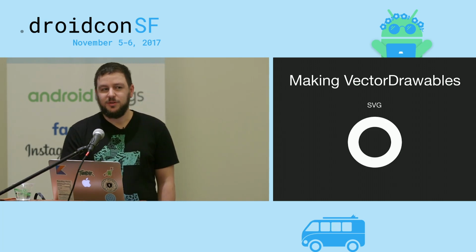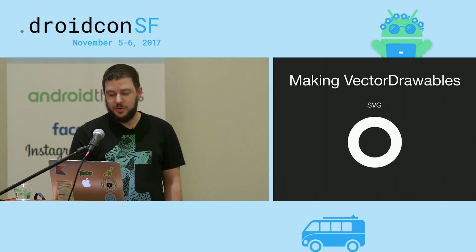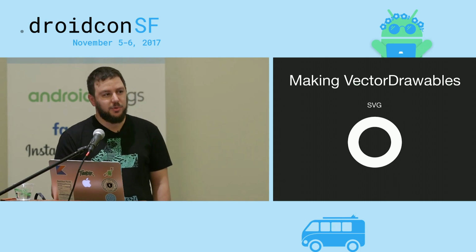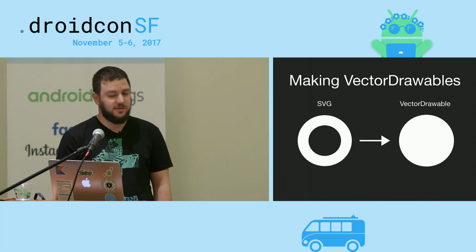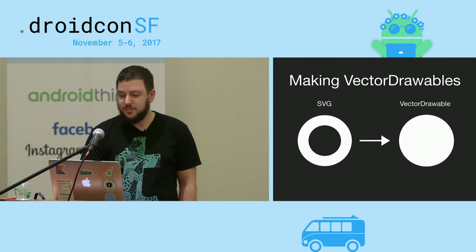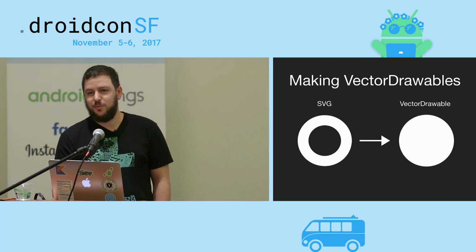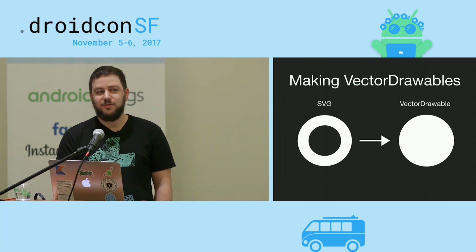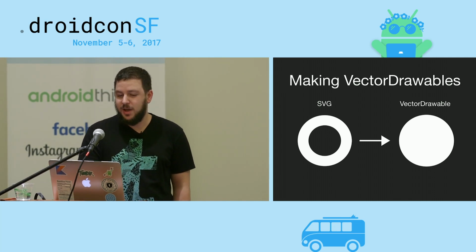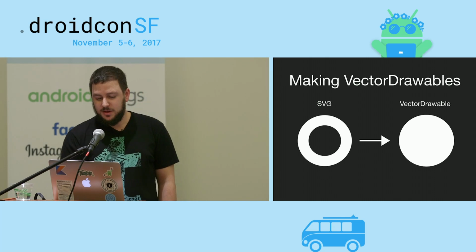So let's say you wanted to import this SVG that you got from your designer. You open up Android Studio, you start importing, you go through all the steps, and then when you run it on a device, you get this. And you ask yourself, what happened here? Why does the SVG have the hole in the shape and the vector drawable doesn't?